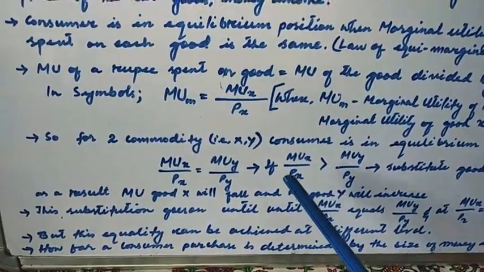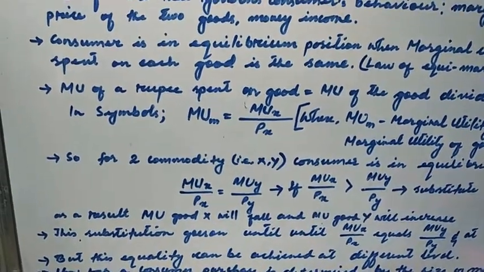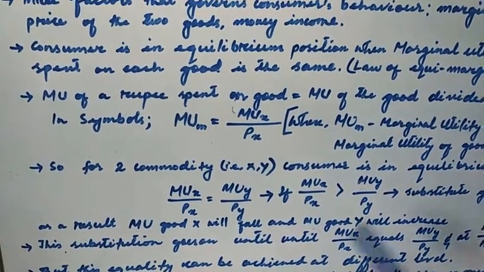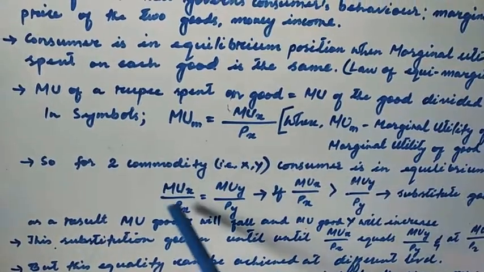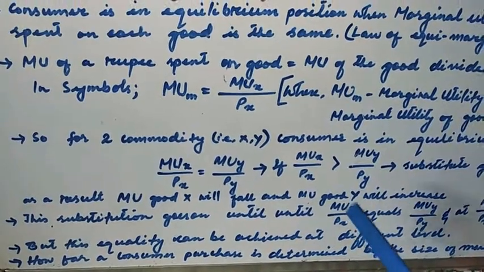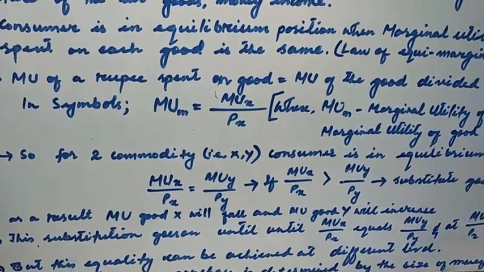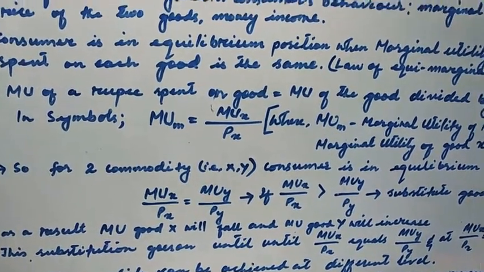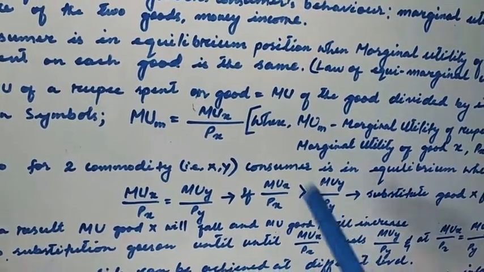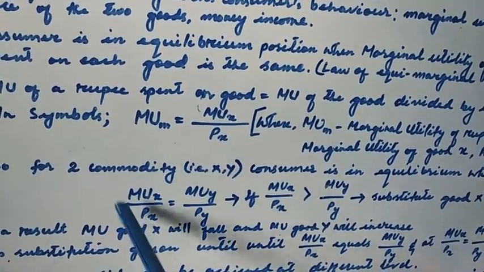But this position of MUX/PX equals MUY/PY can be attained or achieved at different levels of money expenditure. It is not only at one level that this position is achieved. How far a consumer will go on purchasing the goods he wants is determined by the size of his money income. So this equilibrium position is attained at different levels and not at a single level.